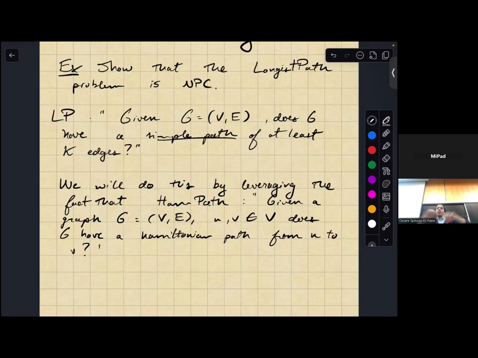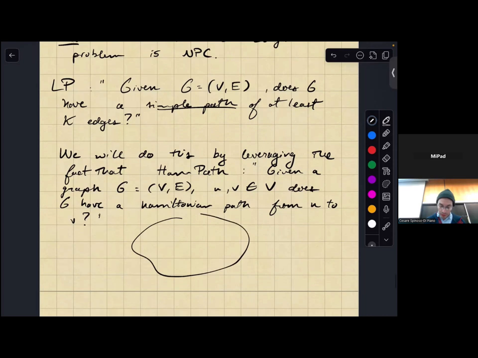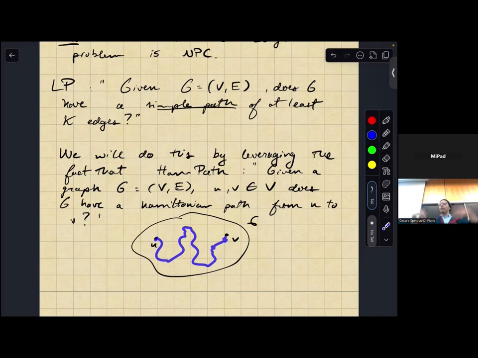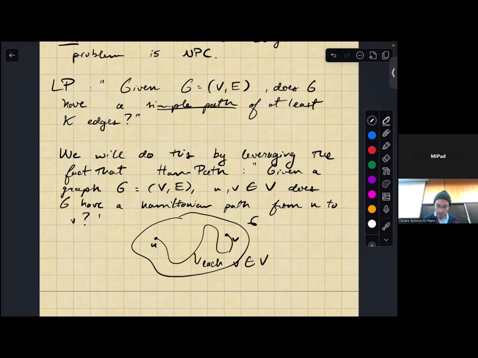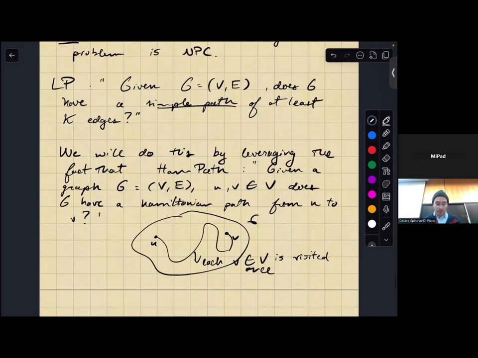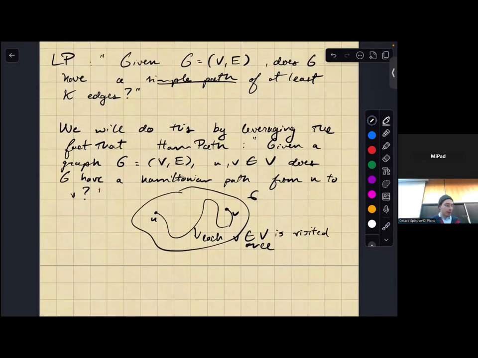And a Hamiltonian path is, if I have a graph G and a vertex U and a vertex V, a path which goes through each of the vertices exactly once. It doesn't repeat any vertices, and in this case goes from U to V. So all the vertices get visited exactly once, and you go from U to V. That's a Hamiltonian path.